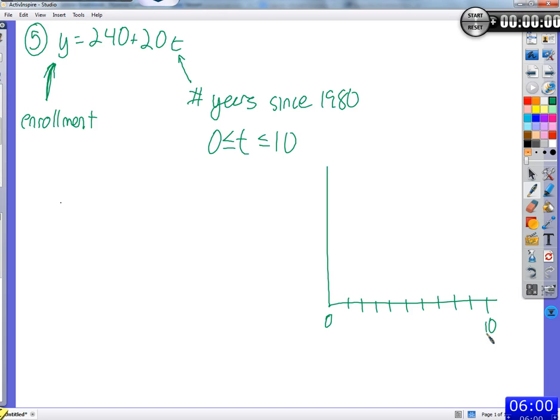All right. We have to graph it. What about this equation is going to help us graph the line? It starts at 240. 240 being the y-intercept. Now, here's kind of the tricky thing. Where does that 240 go? By that I mean, how do we set the scale of this axis? If we put 240 right here, is that a good idea? Is it not? What would make it a bad idea?